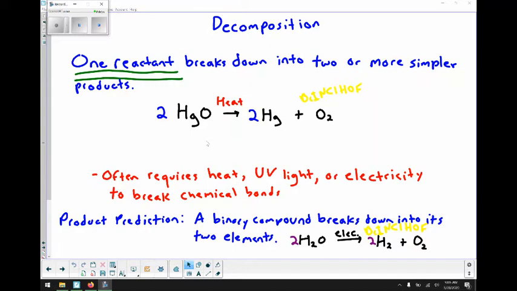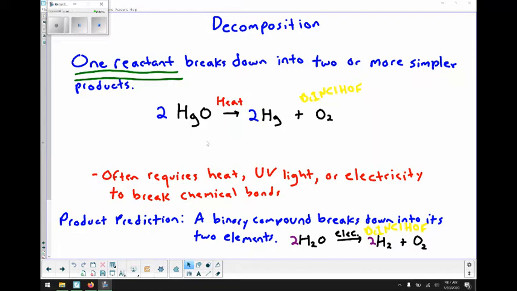Generally, these require something like heat or UV light or electricity because you have to break those chemical bonds. So in the case of mercury oxide, it requires heat to separate the mercury from the oxygen. Water, which I use down below as an example, you can use electricity to separate the hydrogen from the oxygen. You can also do that with sodium chloride to separate into chlorine gas and sodium metal, though you need a lot more electricity for that.